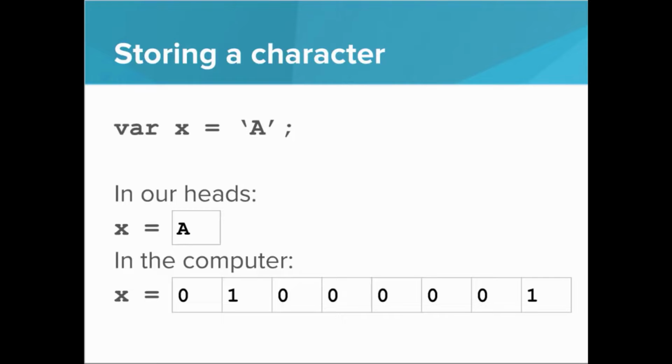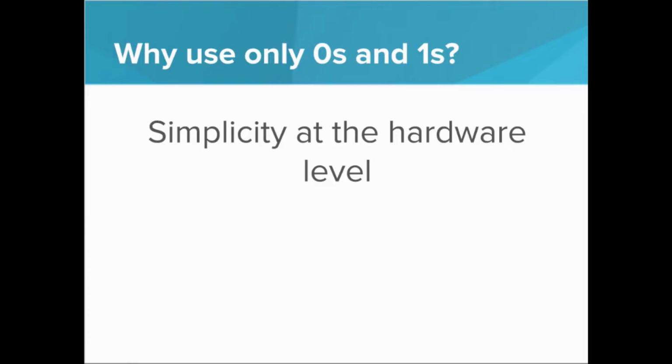They represent the A. Now, why would the computer be doing this? Why is it better to use zeros and ones rather than just storing a character that looks like A? Well, it really boils down to being as simple as possible at the hardware level. We don't want to have too much complexity going on when we're storing and reading data.